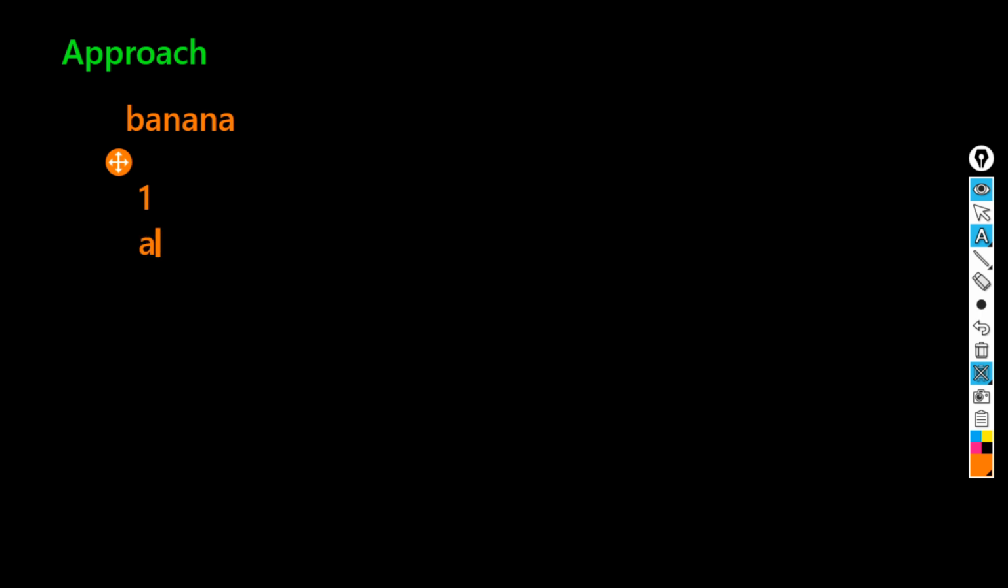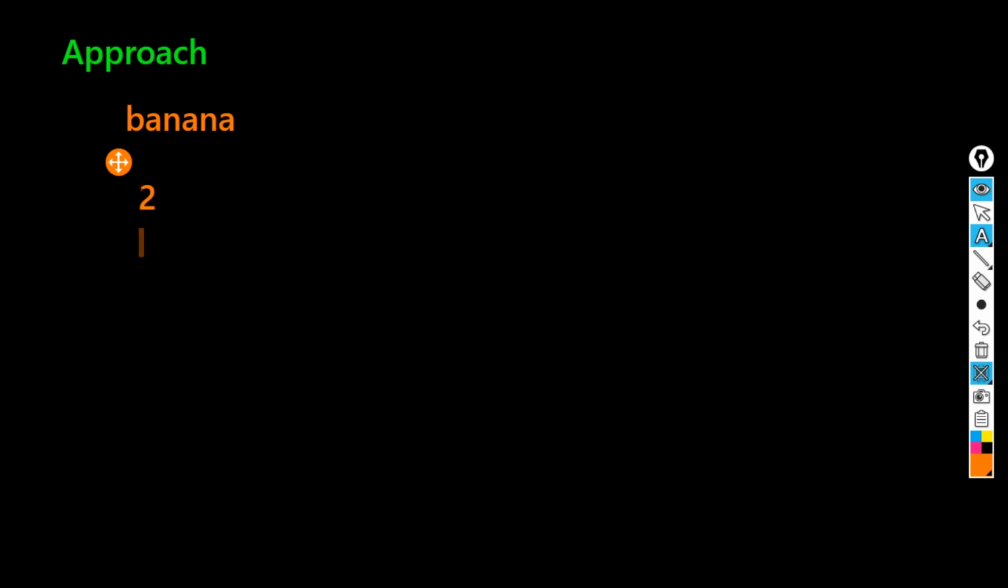Then we will choose A. Here comes N. So N is not equal to A. Here comes A. So A is equal to A. So now we found A equals A. So what we will do is increment the length. After incrementing, it will become 2.